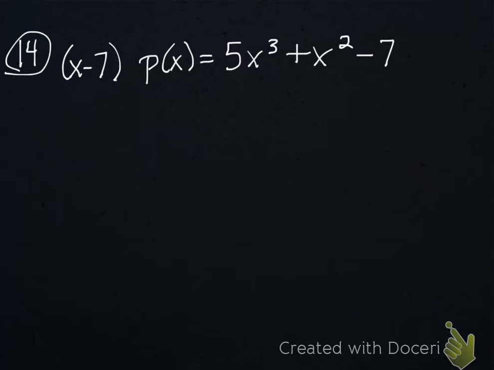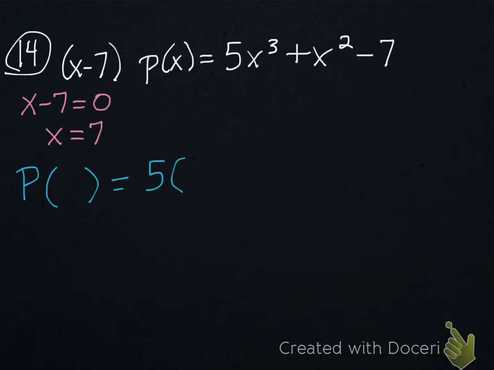Number 14. Again, take the divisor, set equal to 0. X minus 7 equals 0. So x equals 7. That's what I'm going to plug into my function. Write the function with parentheses everywhere there's an x. That's 5 parentheses cubed plus parentheses squared minus 7. Now plug in your x. 7, 7, 7. Everywhere there's parentheses, plug it in.